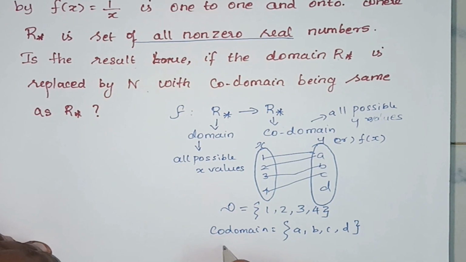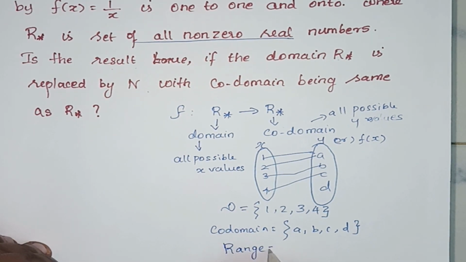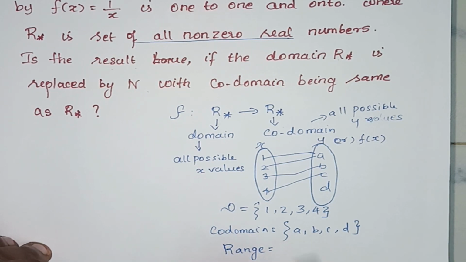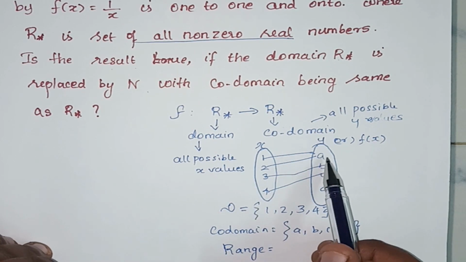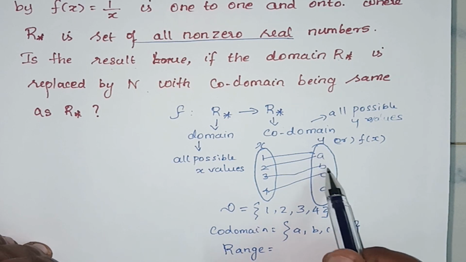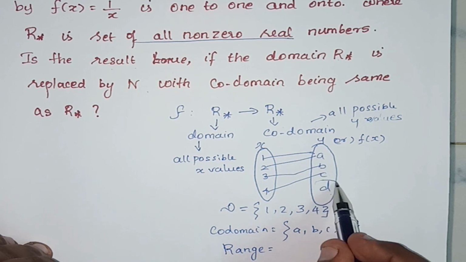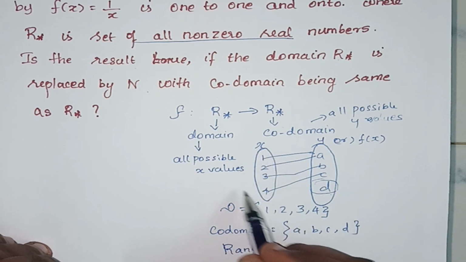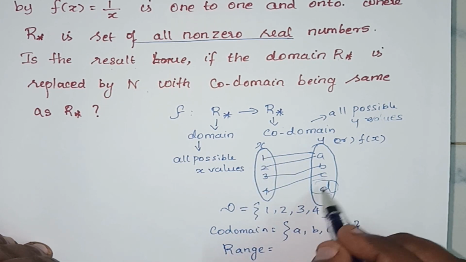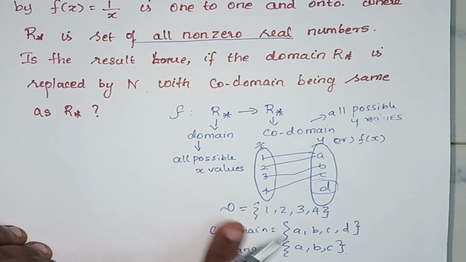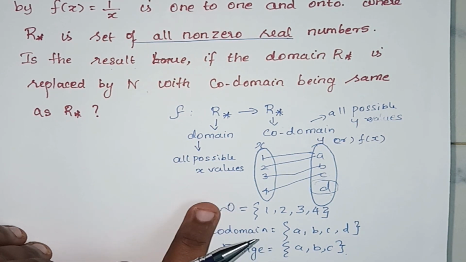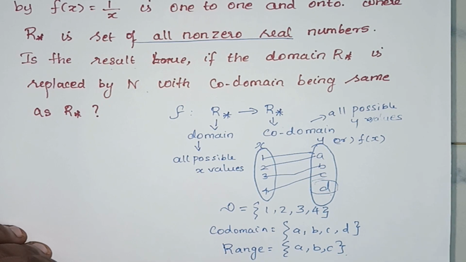There is another term, that is range. Range means the values of y that are images of the domain. Here there are four elements A, B, C and D, but D is not an image of any element, right? So we can't take D in the range. So the range is nothing but A, B and C. So now you have understood the difference between domain, codomain and range.